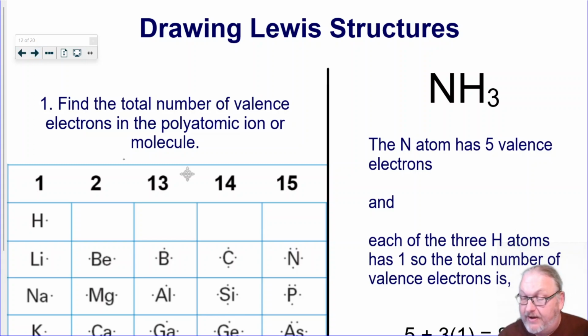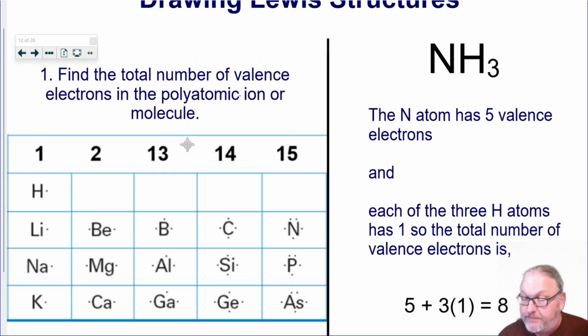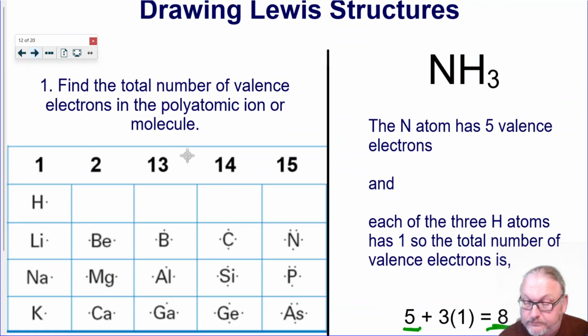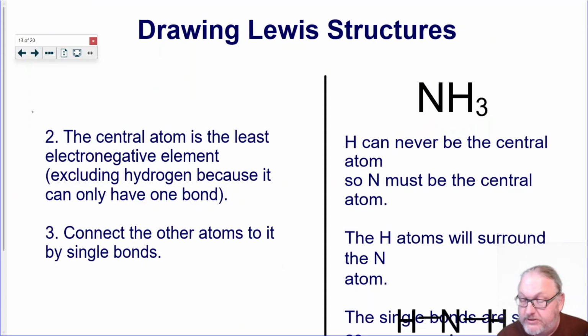So let's look at ammonia, NH3. Number 1, find the total number of valence electrons in the polyatomic ion or molecule. Nitrogen has 5, and hydrogen, of course, has 1. We've got 3 of those, so that's going to have 8 total electrons in the molecule. Good. So the central atom is going to be the least electronegative element, except for hydrogen. Hydrogen can never be the central atom because it can only have one bond. So our central element is going to be nitrogen.